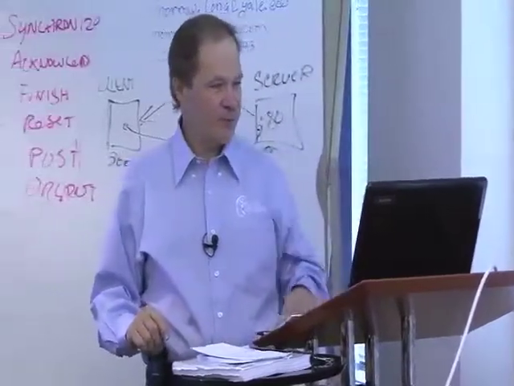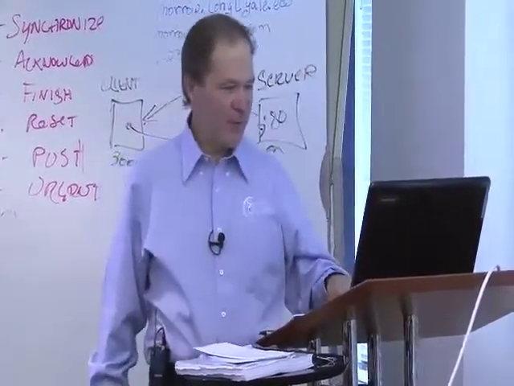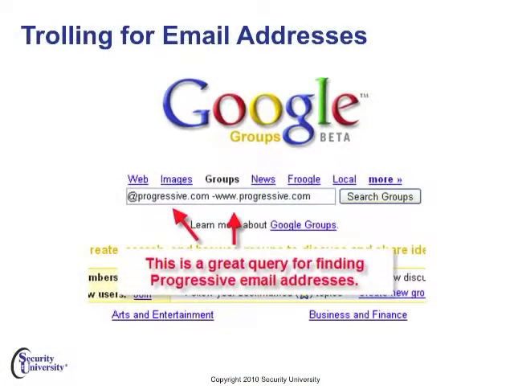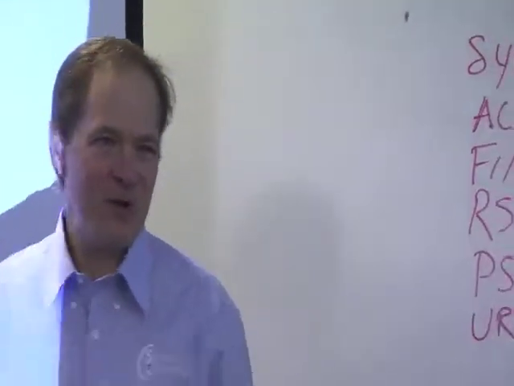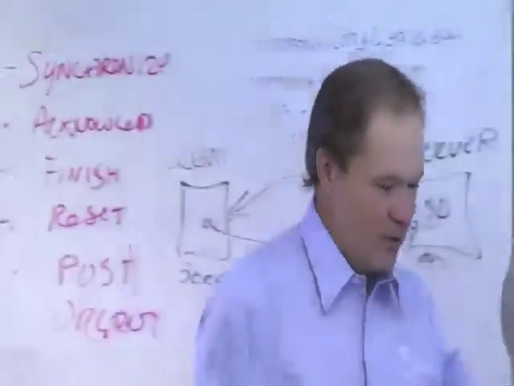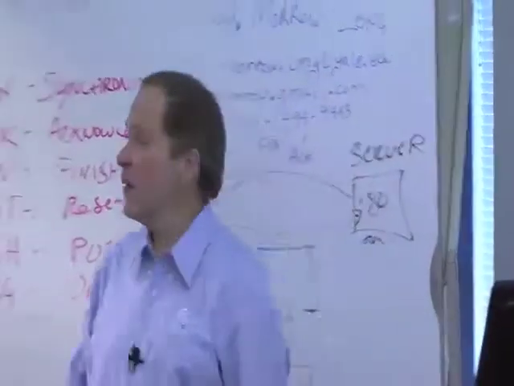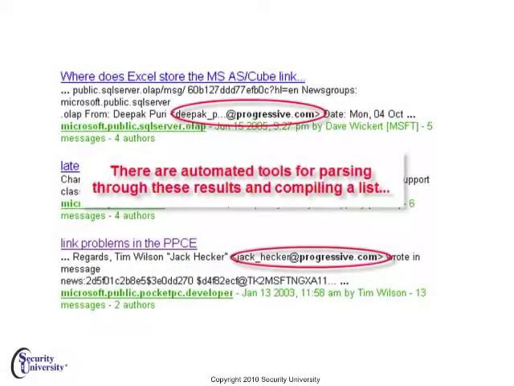Other questions? OK. Here's just an example of it here. Trolling for email addresses. If I want to look for email addresses at progressive.com, right, I put in @progressive.com. I can also then restrict it so I know that they're not on the main web page. I don't want anything with the main web page in here. And I'll get back a whole bunch of hits, hopefully, and they're the addresses of people at that company.